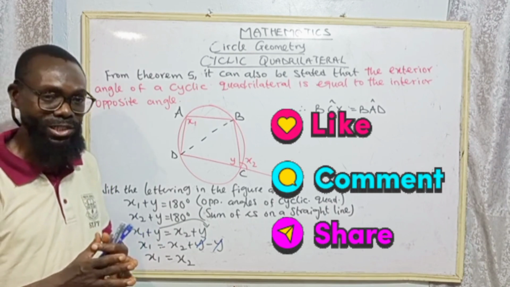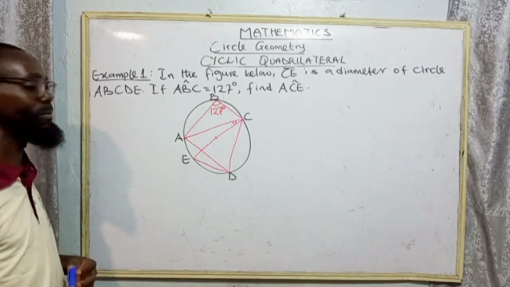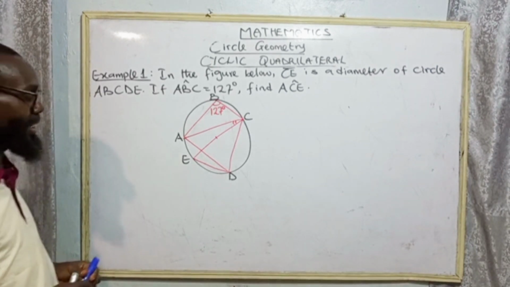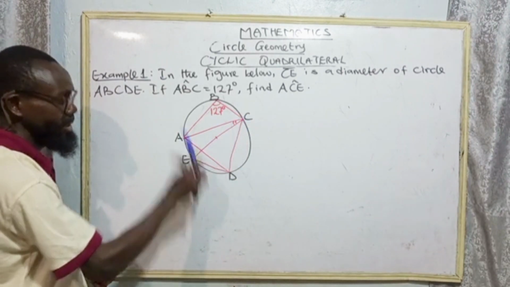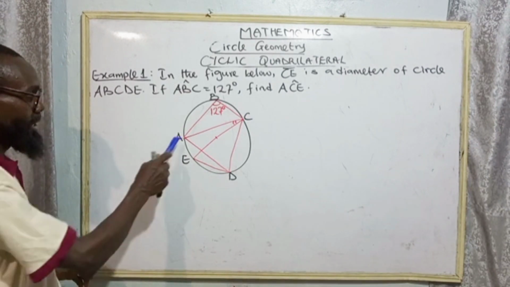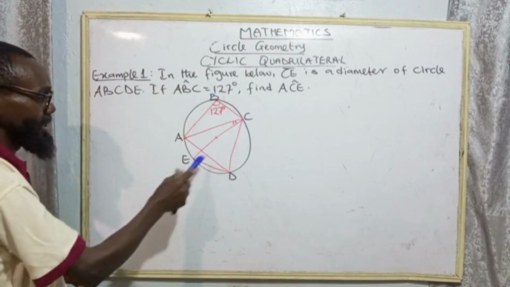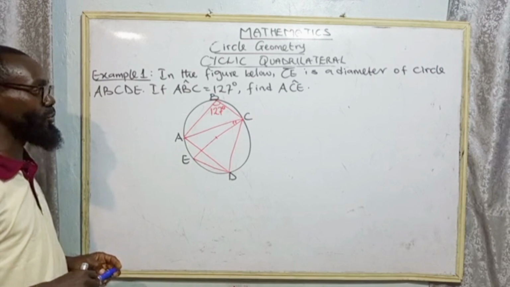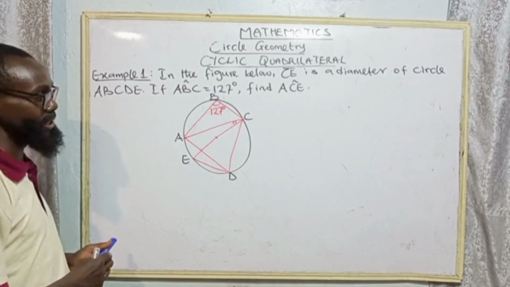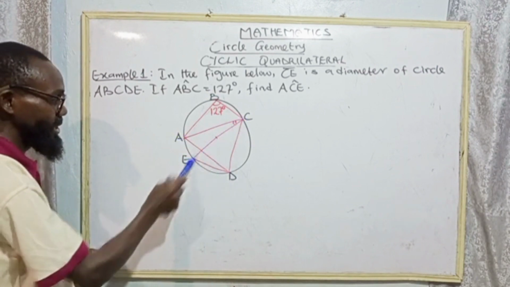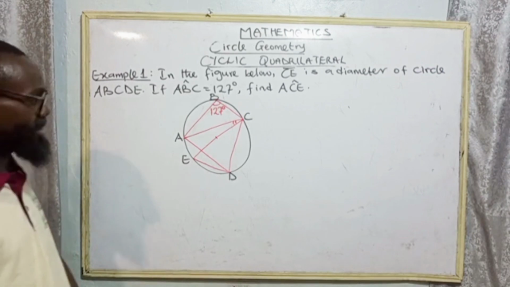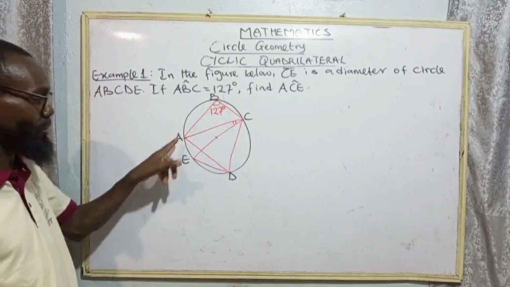So let's proceed. Example 1. In the figure below, line CE is a diameter of circle ABCDE. If angle ABC equals 127 degrees, find angle ACE. ACE, this angle here. Let us look at this angle very well. I want to find the angle that is there, which is angle ACE.